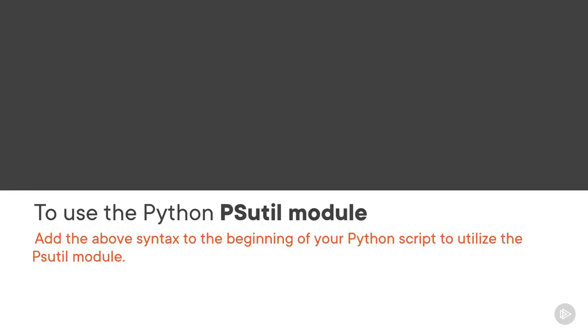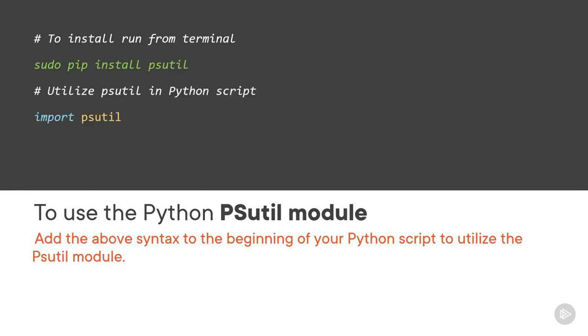Now, to utilize the psutil module, you actually have to install this. This is a module that doesn't come as a part of the standard Python library. So you need to use pip to install it, and there's the syntax there for installing this on Ubuntu. So you would run sudo pip install psutil. After you do that, then you can put your import psutil in your Python script, and you're ready to go and start using psutil.